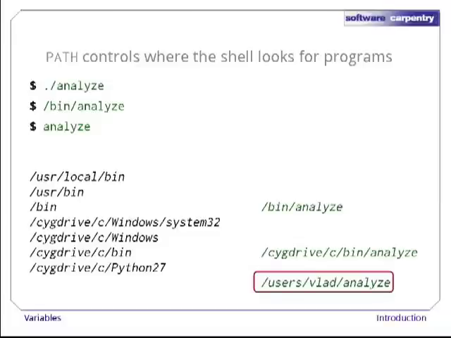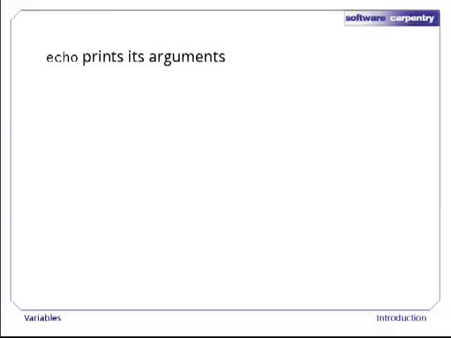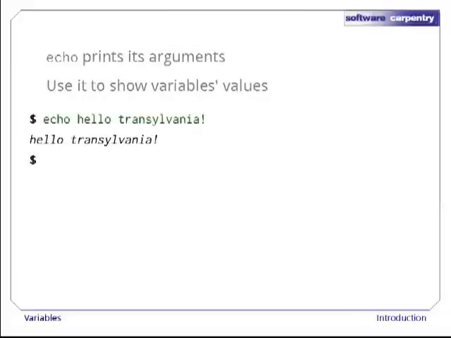Before we explore variables any further, let's introduce one more command, echo. All it does is print out its arguments. This doesn't sound very exciting, but we can use it to show variables' values. First, let's make sure it works. Yep, echo hello Transylvania prints hello Transylvania as promised. Now let's try to show the value of the variable HOME with echo HOME. Whoops, that just prints HOME.